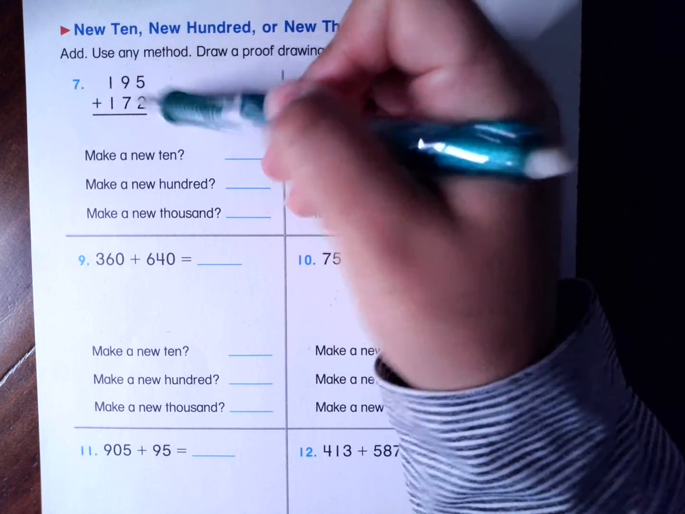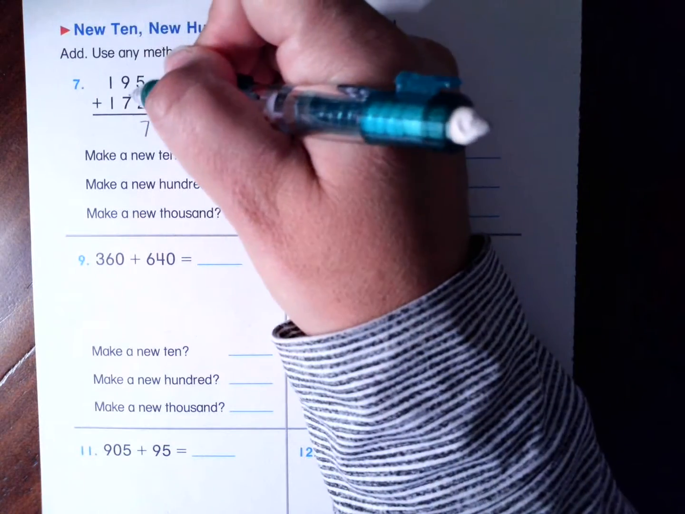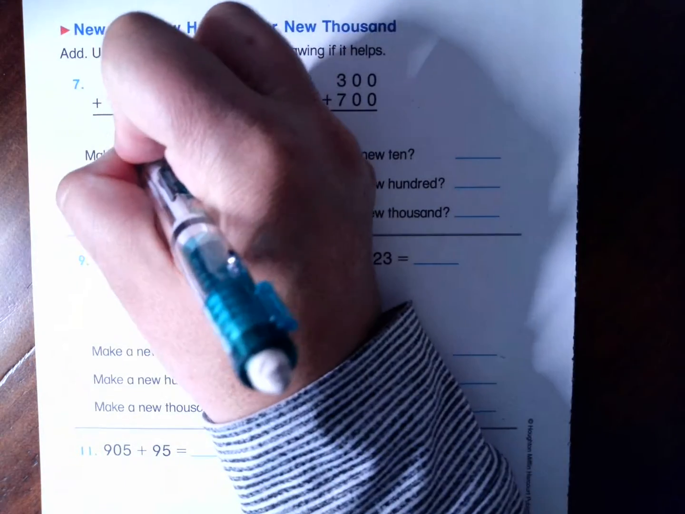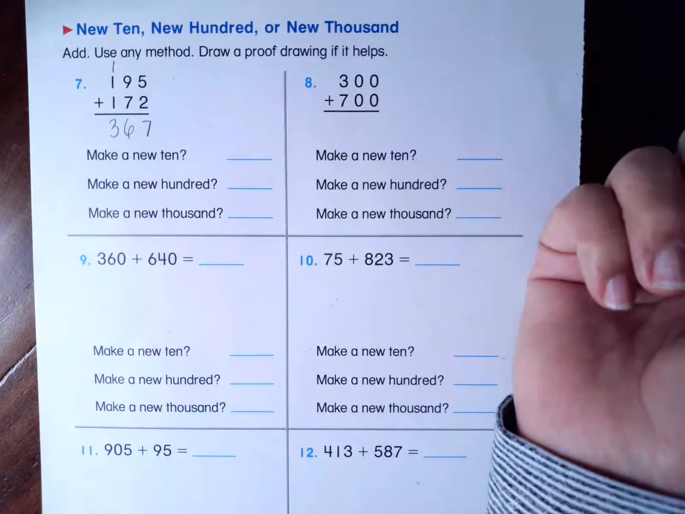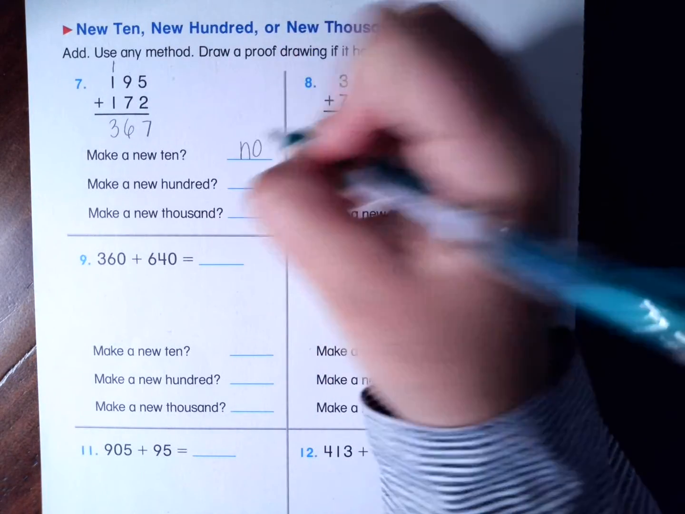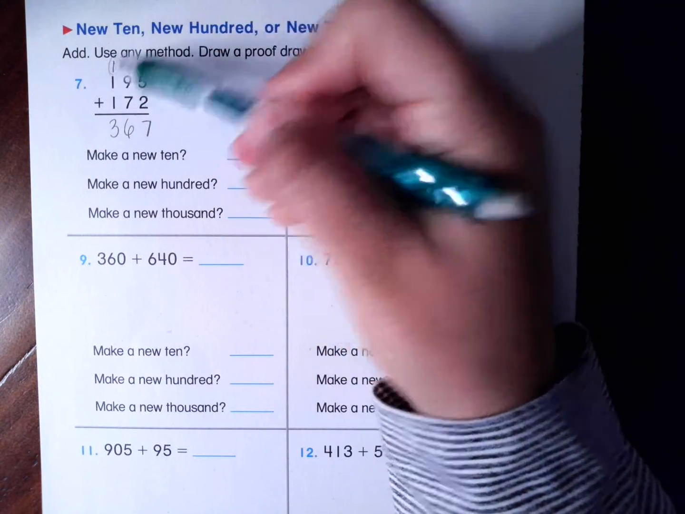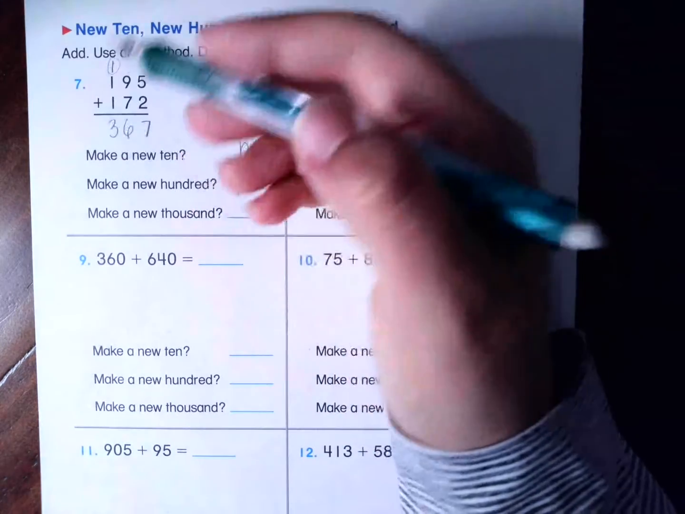So we have 5 plus 2, which is 7. 9 plus 7, which is 16, new group. 1 plus 1 plus 1, which is 3. So did I make a new 10? No. Did I make a new 100? Yes. And did I make 1,000?